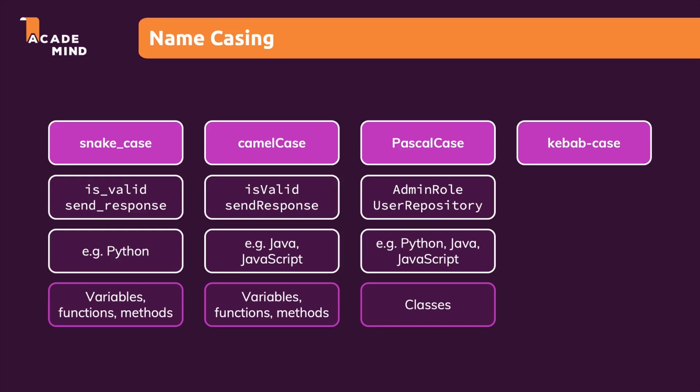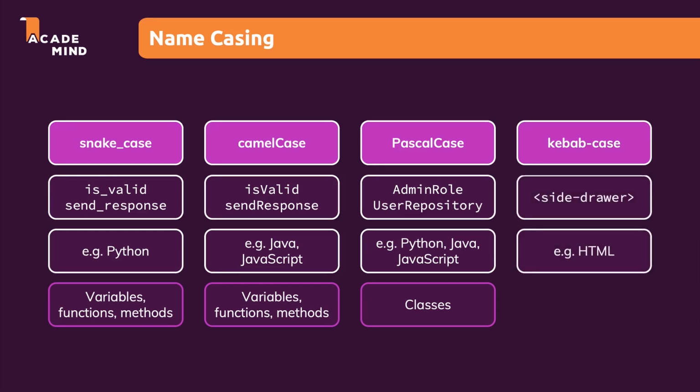And when it comes to kebab case, it looks like this, and we, for example, know this from HTML, where we can use it to assign names to custom HTML elements we might be building. Now, these are the four main ways of writing things, and mostly it comes down to conventions, when to use which notation. I outlined the most important conventions here.